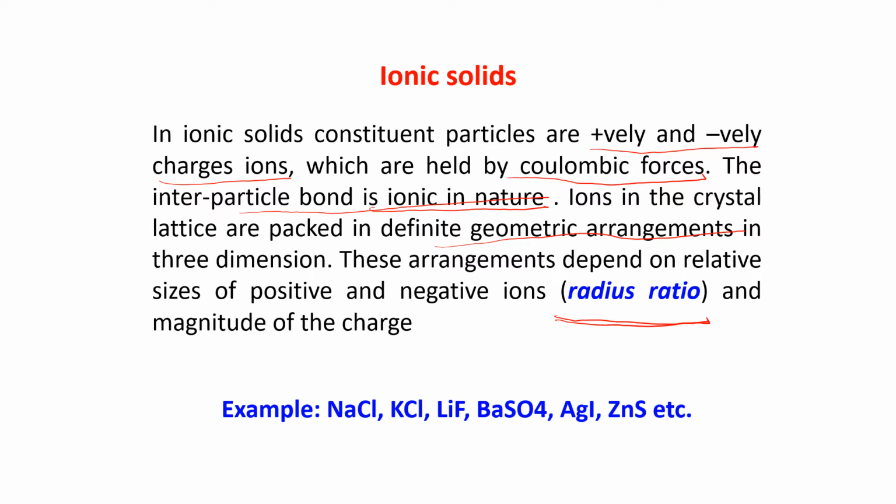What is radius ratio? And what is its action? What is the importance of radius ratio in this solid state? Examples: NaCl, KCl, LiF. You can understand all these are ionic crystals. NaCl: Na+, Cl-. BaSO4: Ba2+ and SO4 2-. So these all are ionic crystals. They have positive and negative charges present.